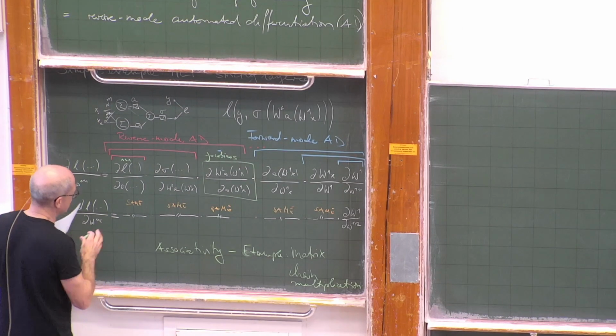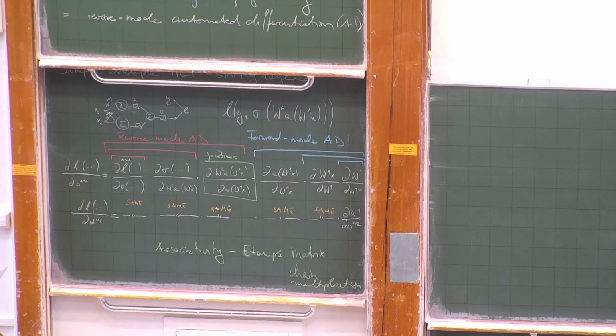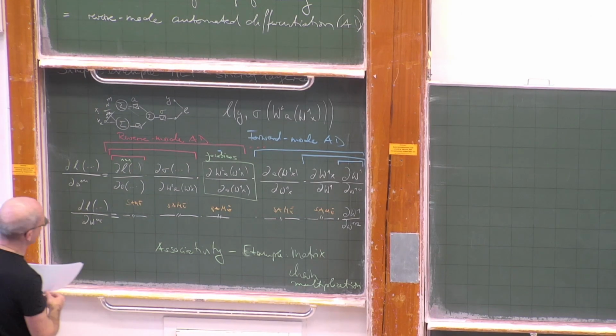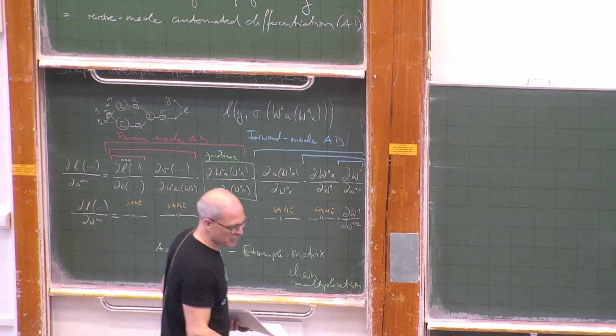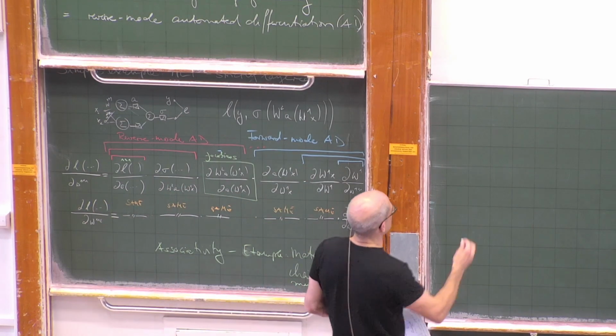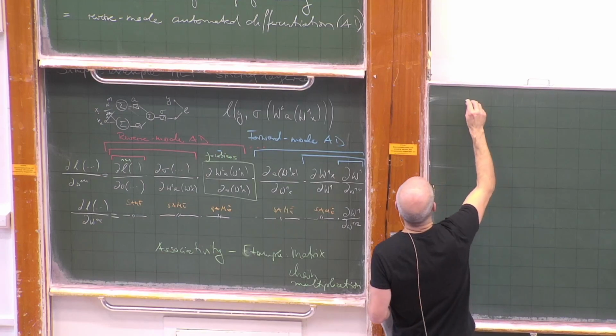I'm wondering if we should stick with this example or go straight to the computational graph. All right, let's look at motifs. Let's look at small motifs first.